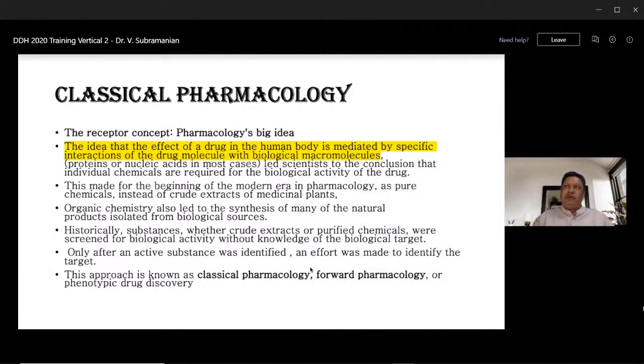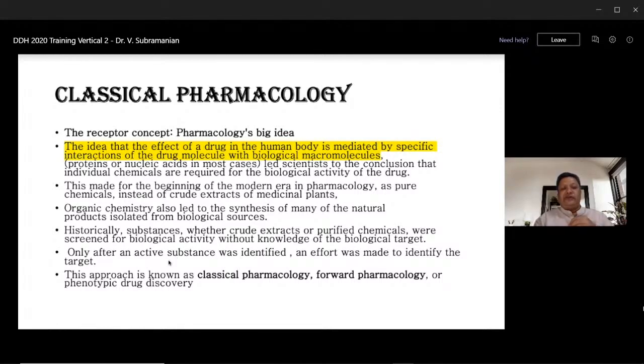So this led the scientists to conclude that we need only individual chemicals for the biological activity. So this made the beginning of the modern era in pharmacology, whereby pure chemicals were used instead of crude extracts of medicinal plants, which were earlier used to treat. And organic chemistry people also synthesized a number of natural products which were isolated from biological sources, and they were also tested for activity, and they were confirmed to be drugs. So almost 70% of the molecules in modern medicine have been from natural sources.